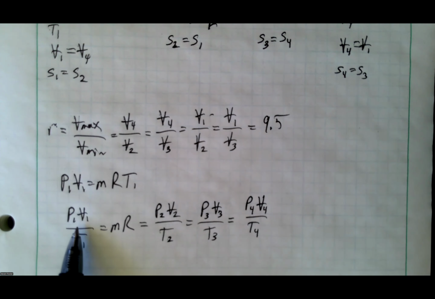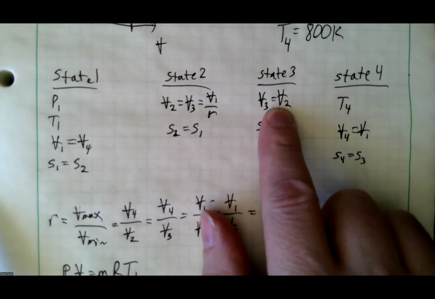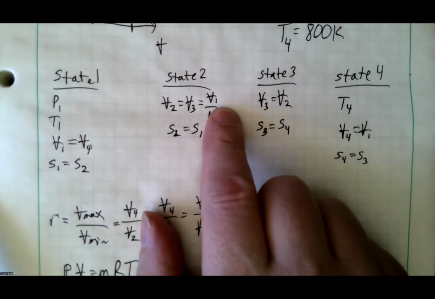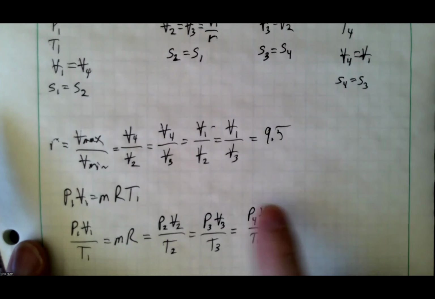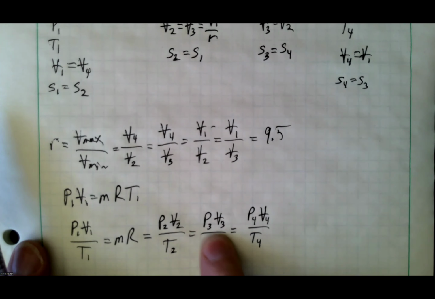So again, I know P1, T1, and V1, which means I can find m. That means I know m times R. That's the same as this ratio. So I know what this ratio at state 3 is equal to. It's equal to P1 V1 over T1. But the thing is I don't know P3 or T3. Now I can find V3, because V3 is equal to V2, and V2 can be found through the compression ratio. So I know V3, but I don't know P3 and T3.